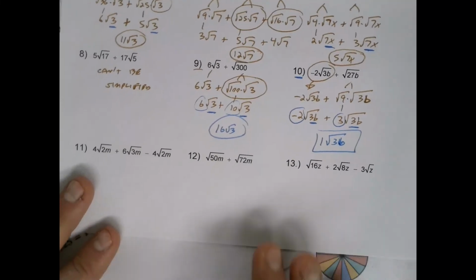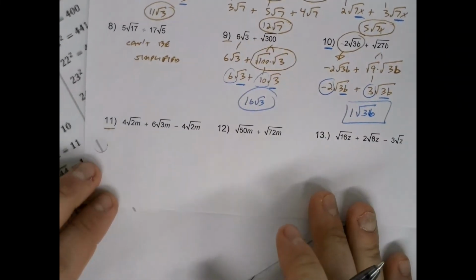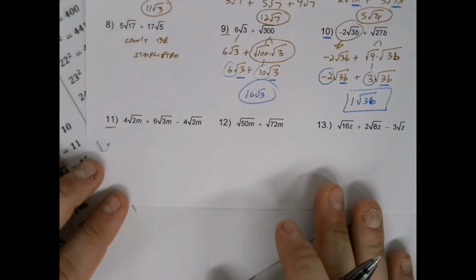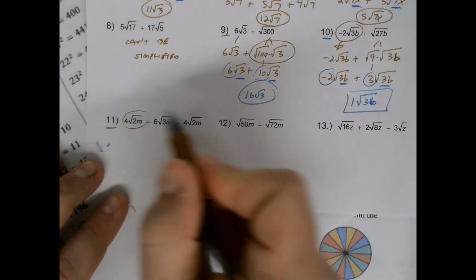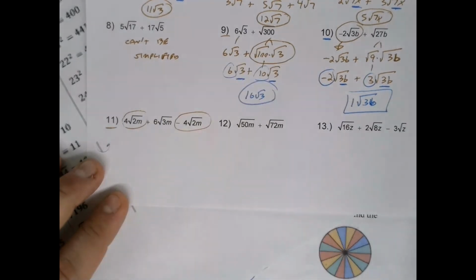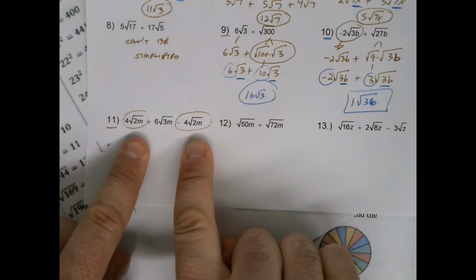Alright, look at this one with me here. Number 11. How many terms do I have? 3 terms. Okay? Which 2 are just like each other? So I'm going to circle the 2 that are just like each other. Why are those 2 just like each other? What matches in them though? The radicand matches, the 2 m's.